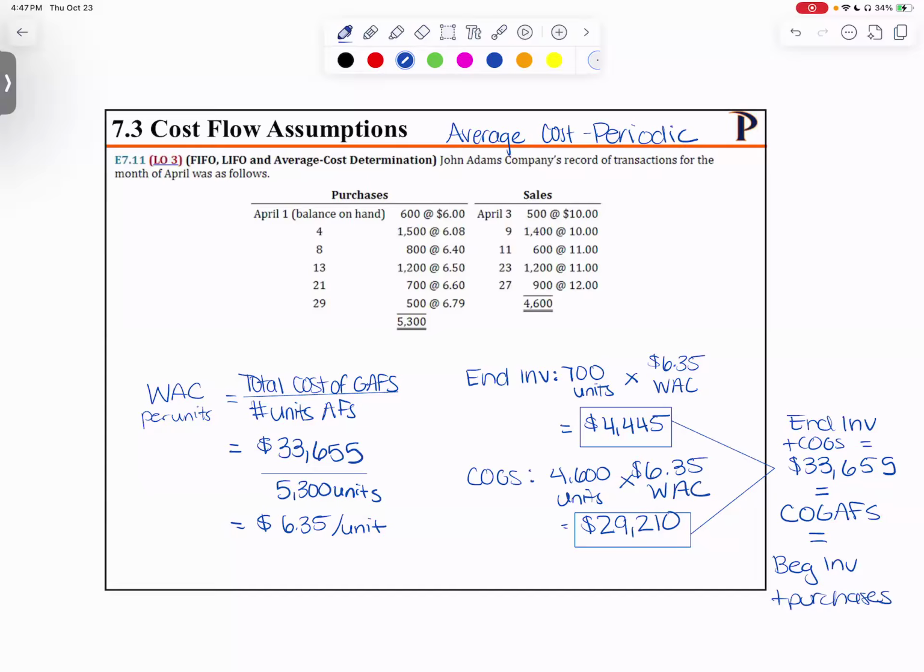So if you think back to early on in the chapter, we went through this calculation before we set this up. We take our beginning inventory, we add in any purchases. Those two added together give us our cost of goods available for sale. Then we subtract our ending inventory to arrive at our cost of goods sold. So this is a great check for you in these problems to make sure that you've done everything correctly.